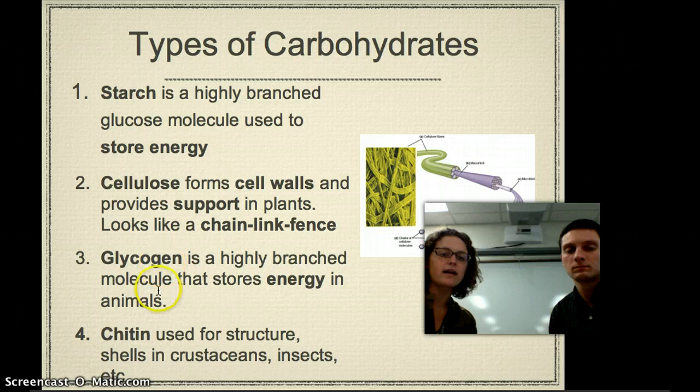And so while glycogen is an energy molecule, chitin is a structure molecule, just like cellulose. So in animals, chitin will be used to form the shells of a lot of insects. So you're actually using a carbohydrate to make what we might call the exoskeleton. So if you look at these again, 1 and 3 are energy, and 2 and 4 are structure and support.